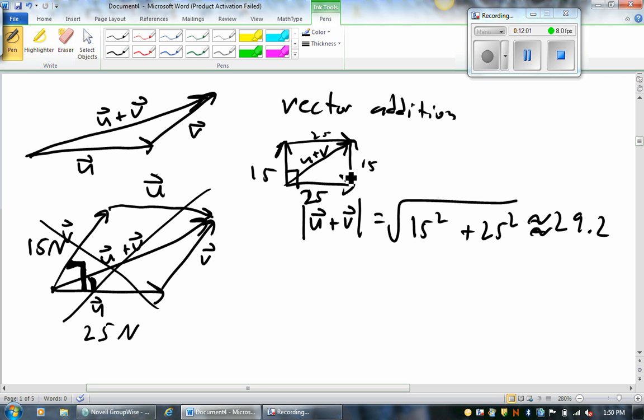That's why I was able to use the Pythagorean theorem, because of this right angle. These two right angles. Okay. So I found my magnitude. Now I need to find my angle.